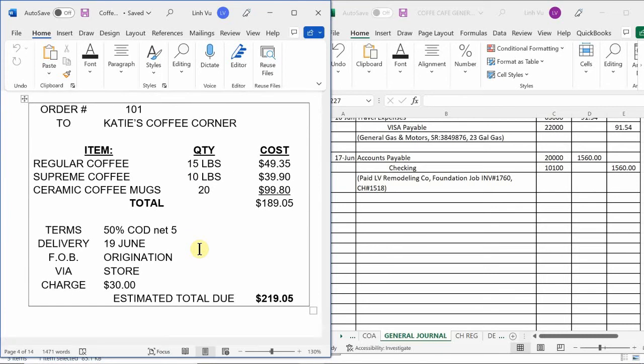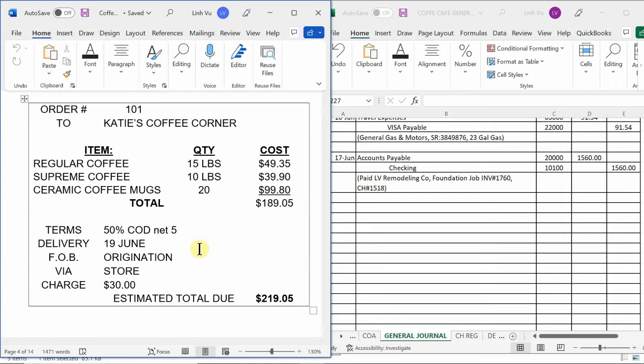Not yet. That is exactly why I'm going to fill out a sales order form, because I need to know what Katie has ordered from me, so then I can prepare all of the stuff for her. Then on the 19th, I can go ahead and send it out to her.